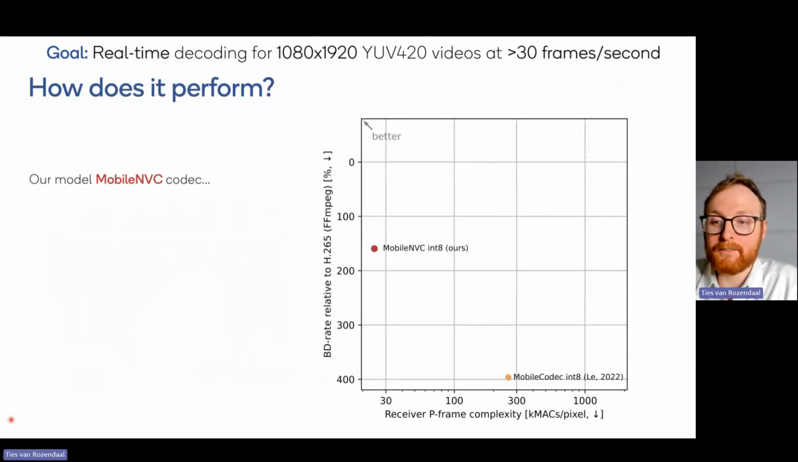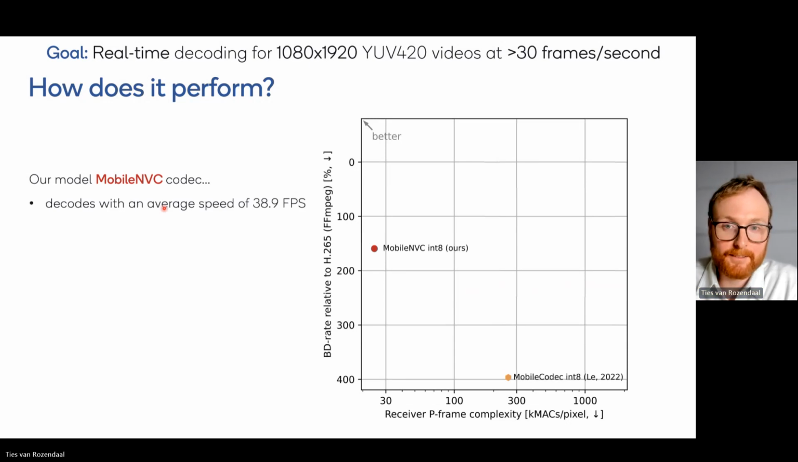Now let's look at the quantitative analysis. Our MobileNVC codec decodes with an average speed of 38.9 frames per second. The plot on the right here shows the compression performance and the model complexity. The yellow dot here is the previous state-of-the-art in on-device neural video compression. The red dot is our model. The x-axis represents the model complexity, where lower is better. We can see that our model uses 10 times less compute than MobileCodec.